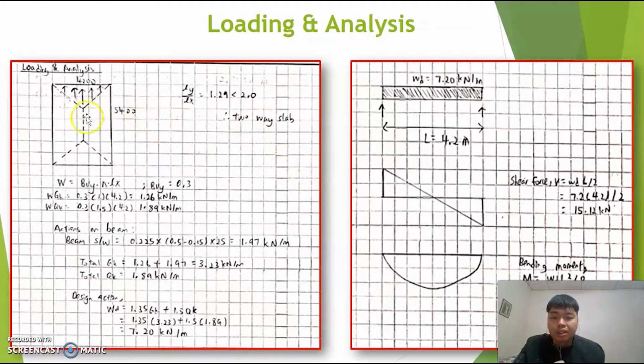As shown, the slab is a two-way slab, and we calculate the permanent loads and variable loads that are distributed from the slabs. That's the calculation here, and therefore we calculate the design actions, and then we work out the shear force and the bending moment.